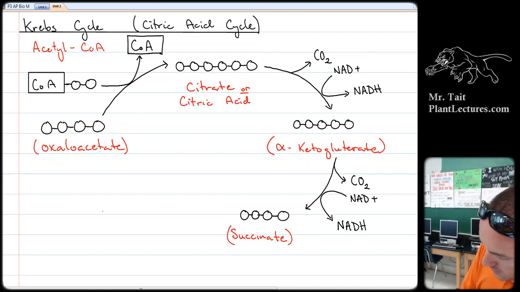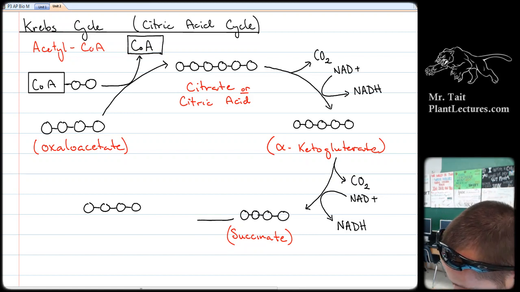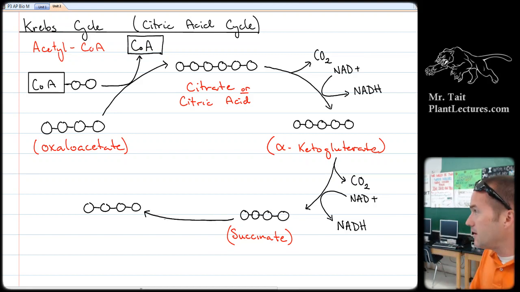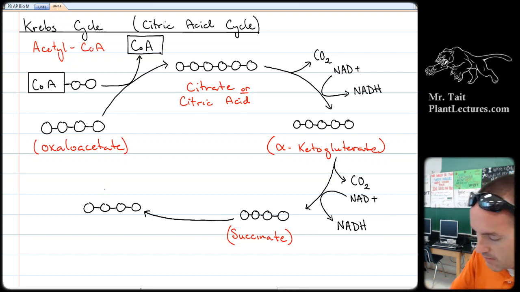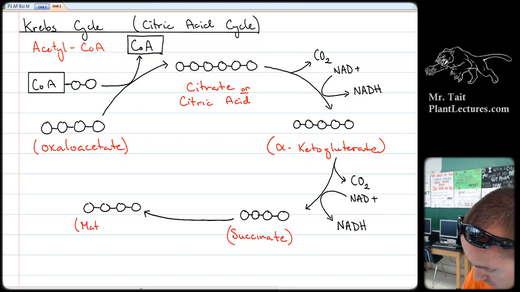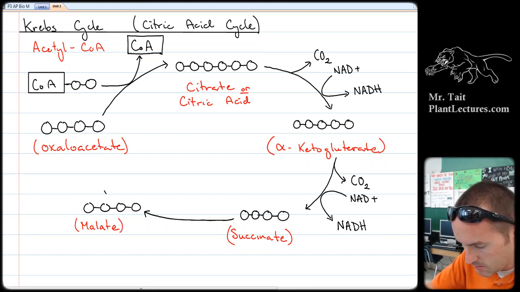Succinate breaks into fumarate. We're not going to show that step. We're just going to go way over here. This is going to be a big step. We're going to do 2 steps at once here. The first step is succinate into fumarate, right? And then the next step is fumarate into malate, right? So we're just going to say that this is malate. And then malate into oxaloacetate.